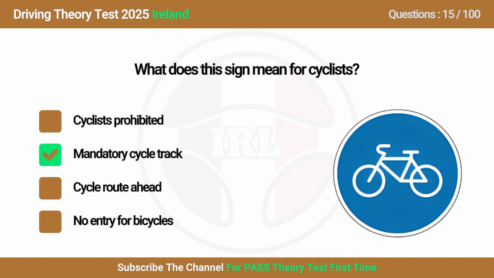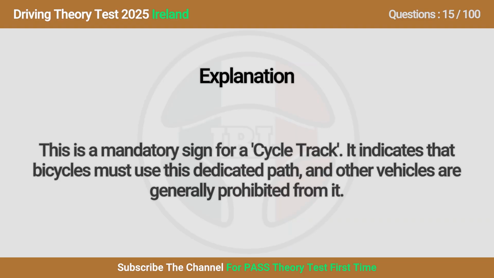Answer is B. Mandatory cycle track. This is a mandatory sign for a cycle track. It indicates that bicycles must use this dedicated path, and other vehicles are generally prohibited from it.